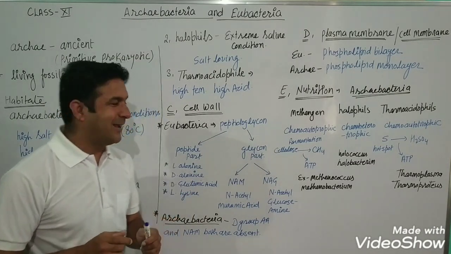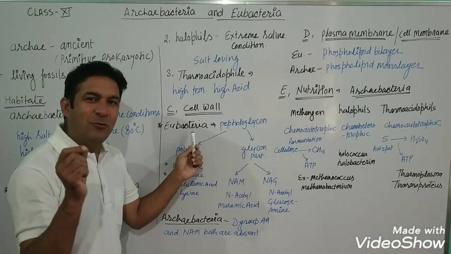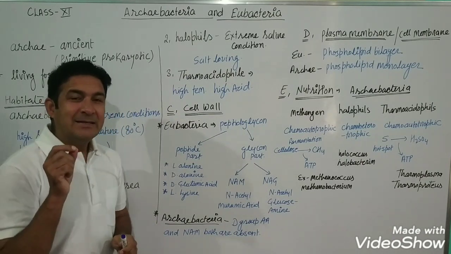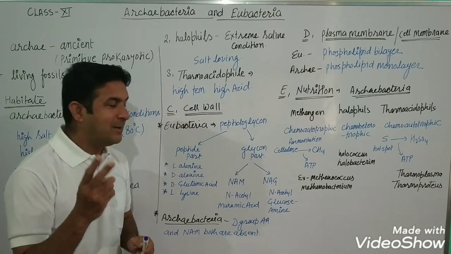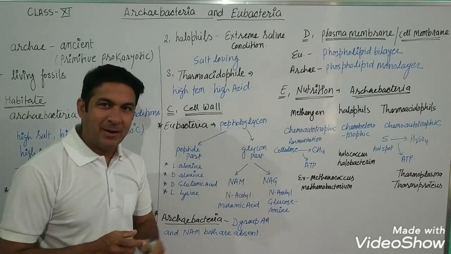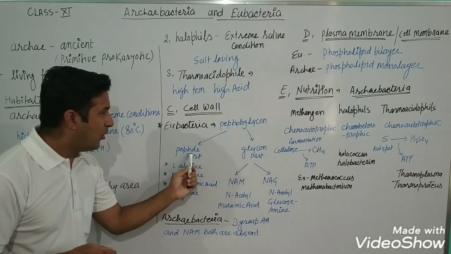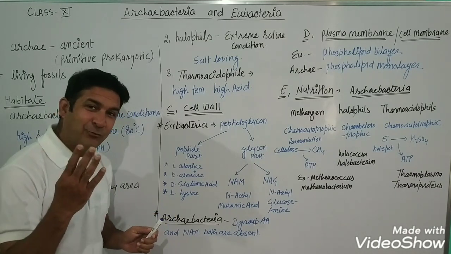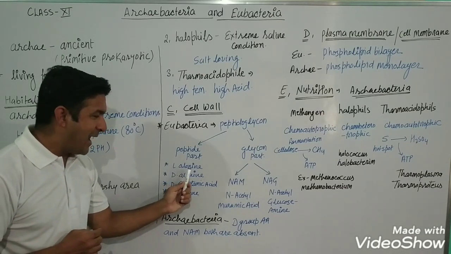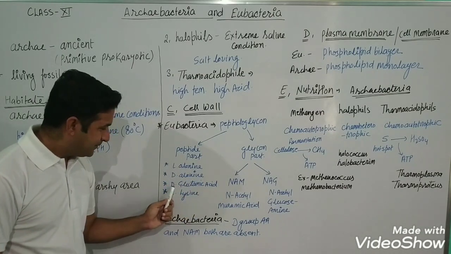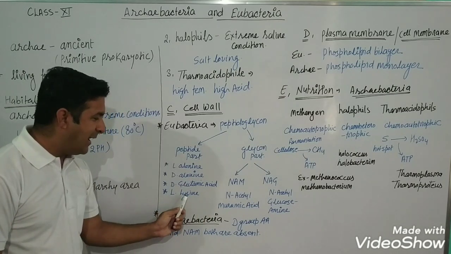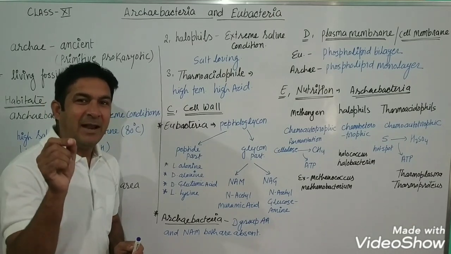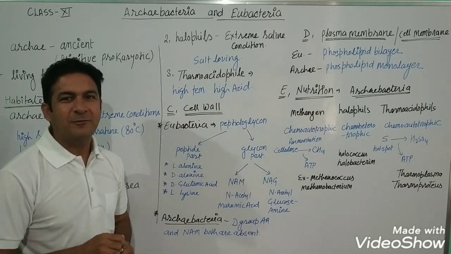The cell wall of Eubacteria is made up of peptidoglycan. The peptidoglycan cell wall has two parts, the peptide part and the glycan part. The peptide part of the peptidoglycan is made up of 4 amino acids. These 4 amino acids are L-alanine, D-alanine, D-glutamic acid and L-lysine. Please note down these 4 amino acids, which synthesize the peptide part of peptidoglycan of the cell wall of Eubacteria.